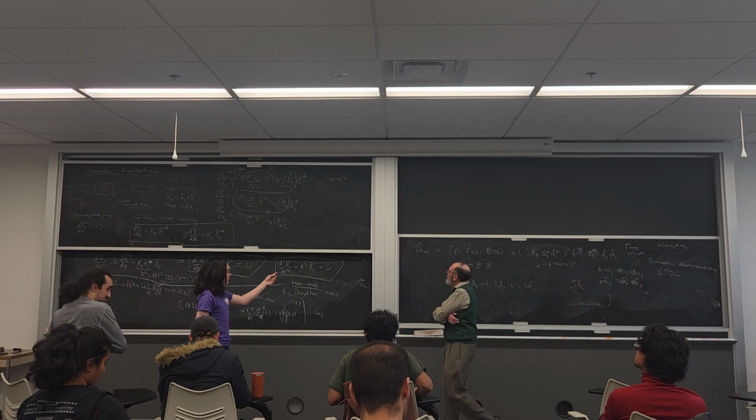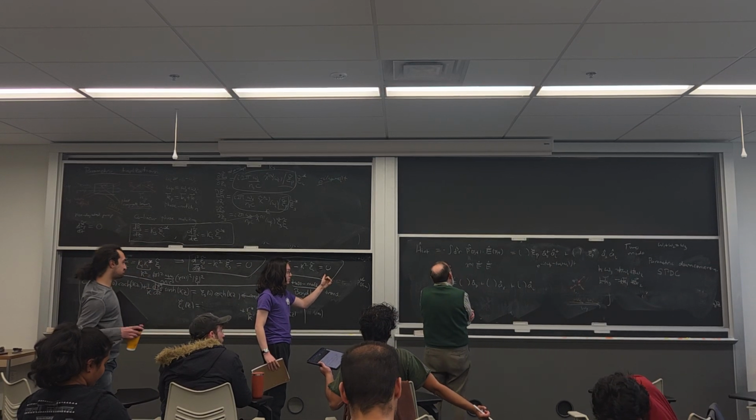Is there a Hamiltonian? Hamiltonian is permission.